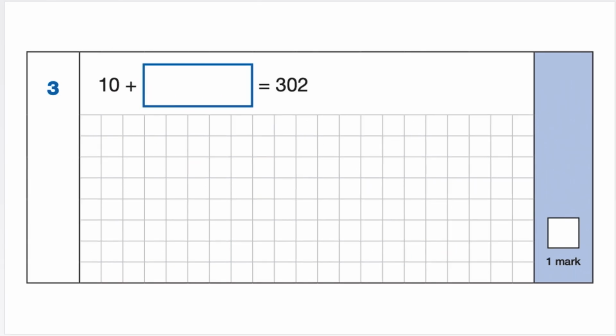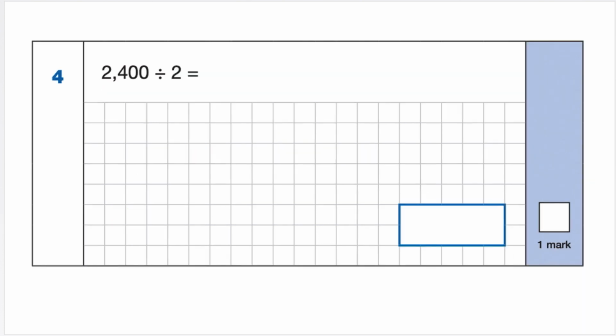Okay, question 3. This is an inverse question. We have 10 plus something equals 302. So we could inverse this and do 302 subtract 10 equals 292. And if we wanted to check this, we could put 10 plus 292, and then we can see that that equals 302. So my answer is 292.